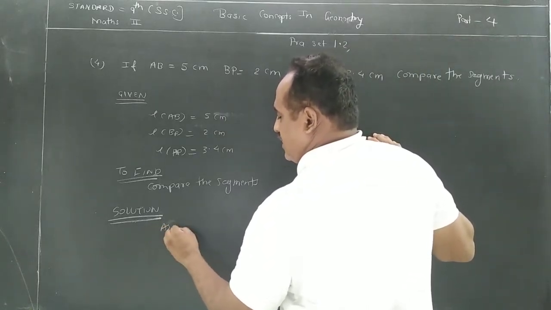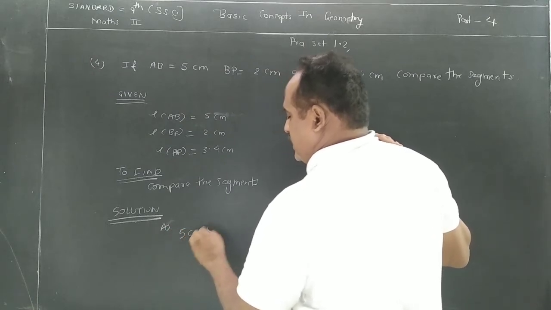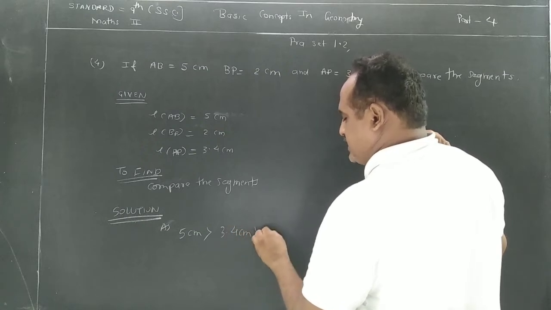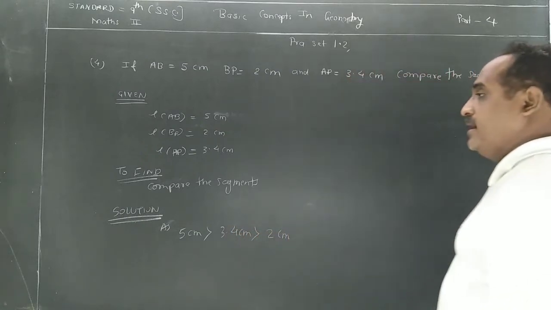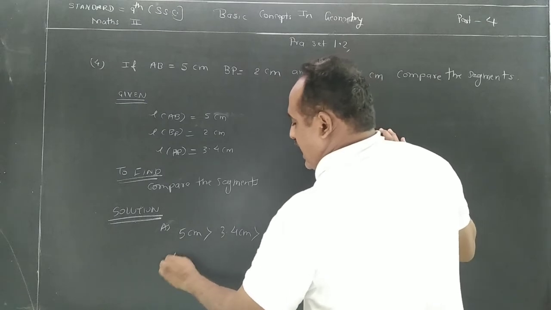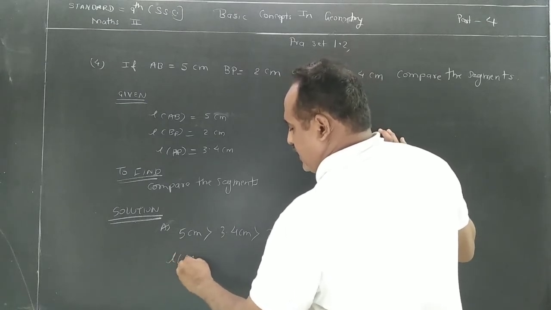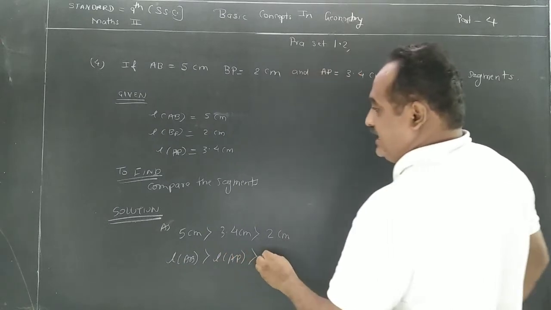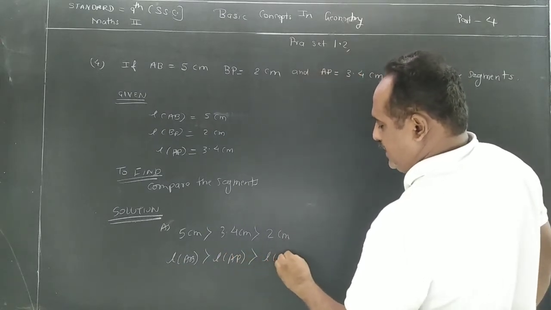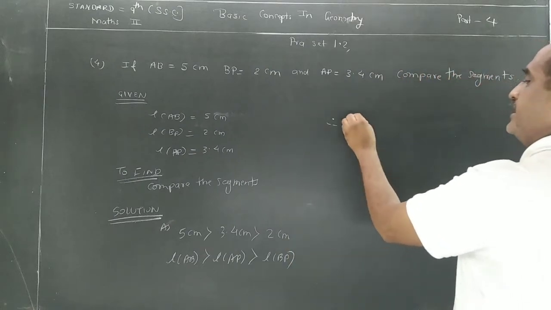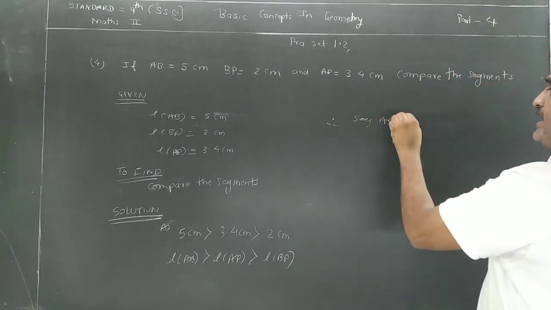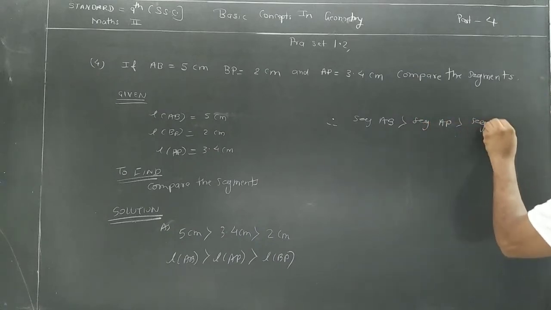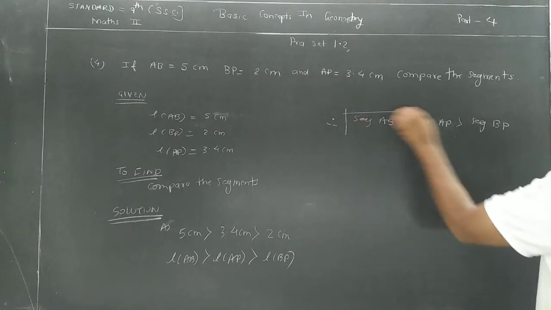As 5 centimeter is greater than 3.4 centimeter is greater than 2 centimeter. Ultimately, length AB is greater than length AP is greater than length BP. Therefore, segment AB is greater than segment AP is greater than segment BP. This you have to put.